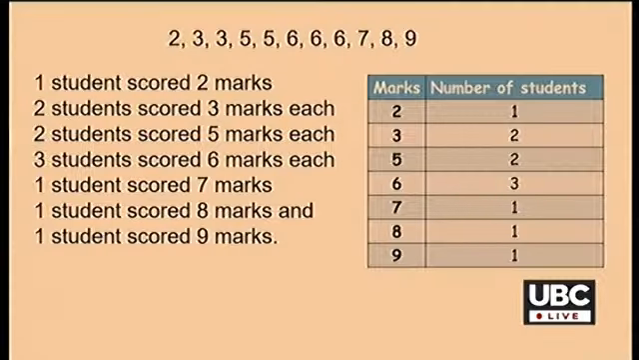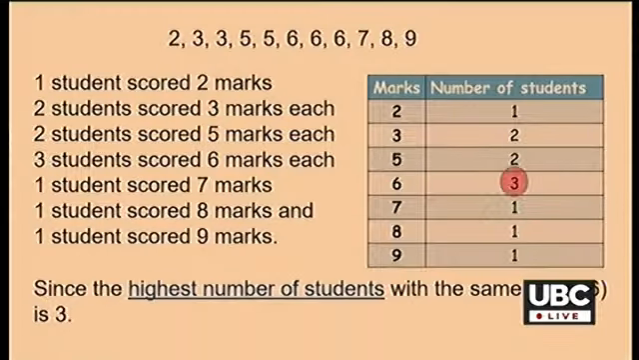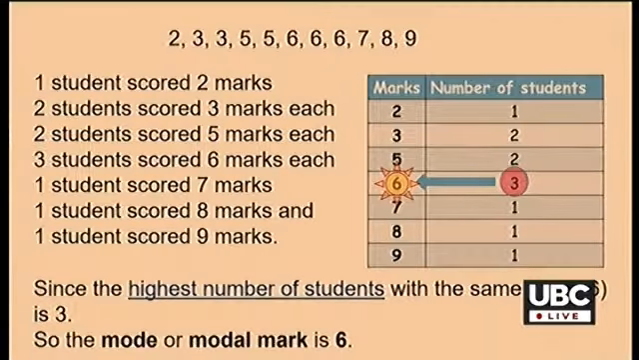We are going to arrange our marks in a table, and we shall see the number of students that are many and have the same mark. So from our table, we shall see that 3 is the highest number of students with the same mark, which is 6. So what is our modal mark? Our modal mark here is 6 because it appears most times. So 6 is our modal mark.